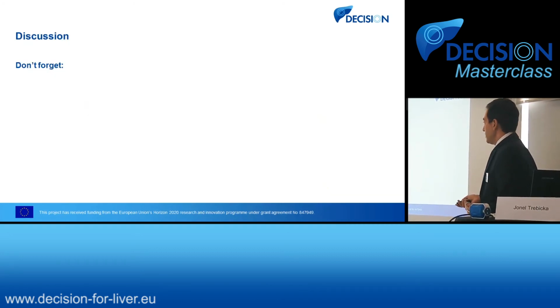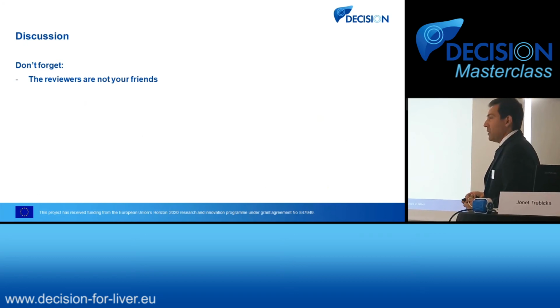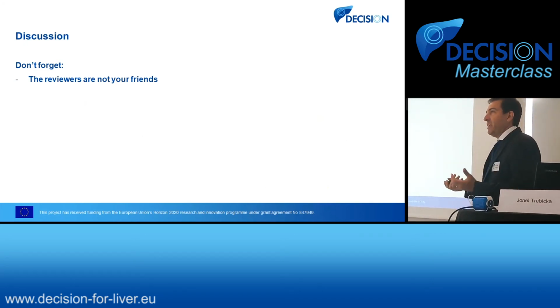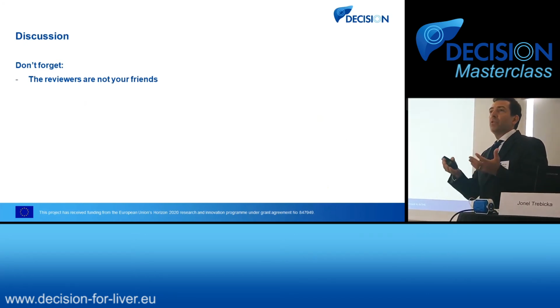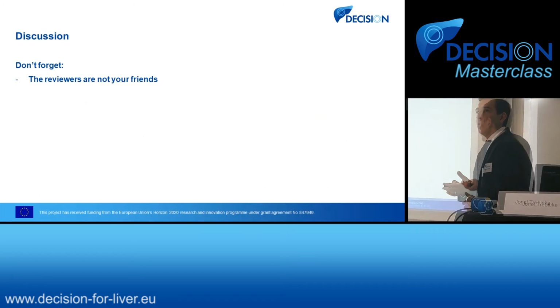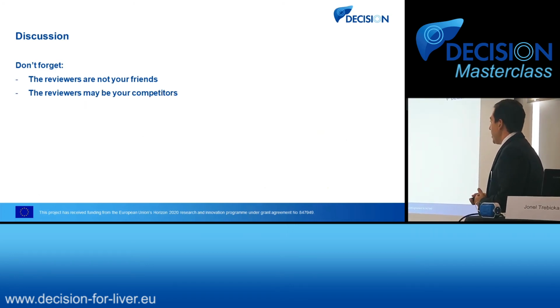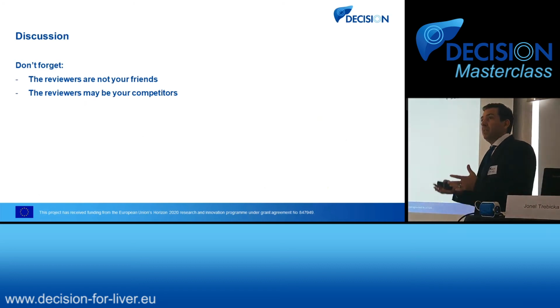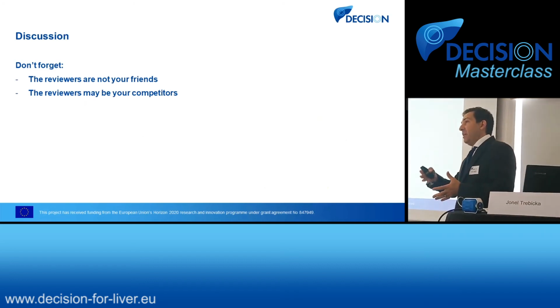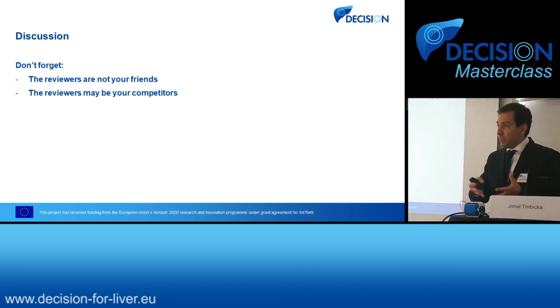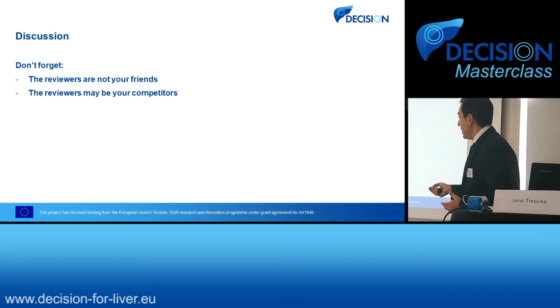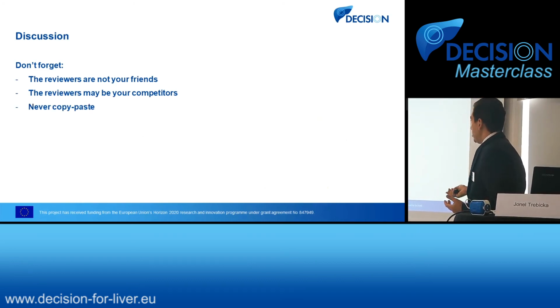Okay, discussion. Don't forget, the reviewers are not your friends. Right? Because your friends are either on the paper or they will not be selected as reviewers. So this is very important. Second, the reviewers may be your competitors even. They may be in the same field. And it is very likely that they are in the same field because otherwise they would not be experts for the same field. So you should be aware of it also.